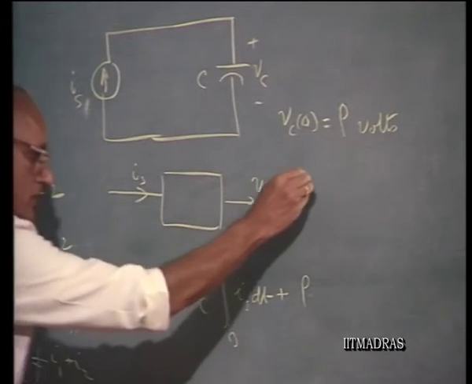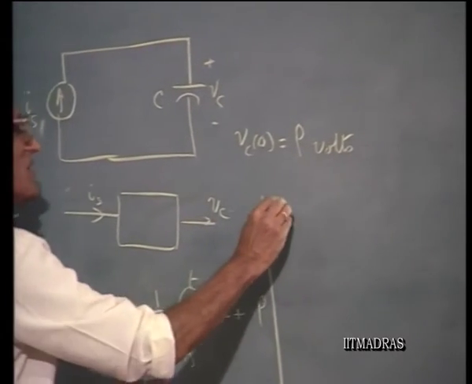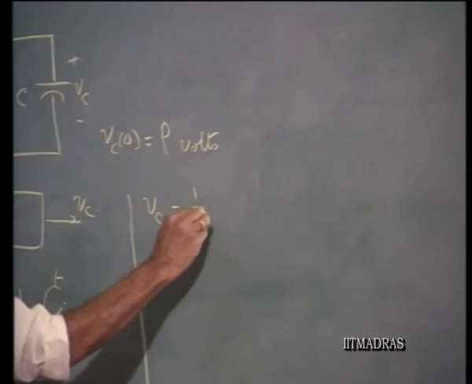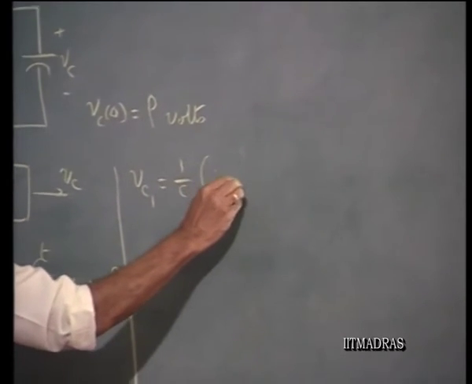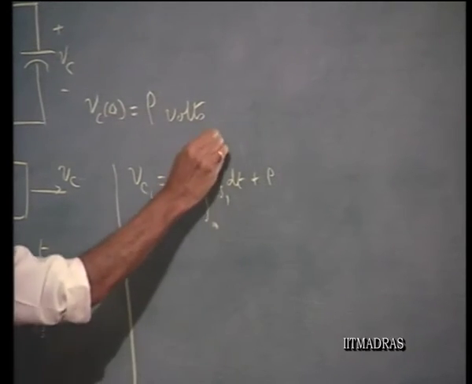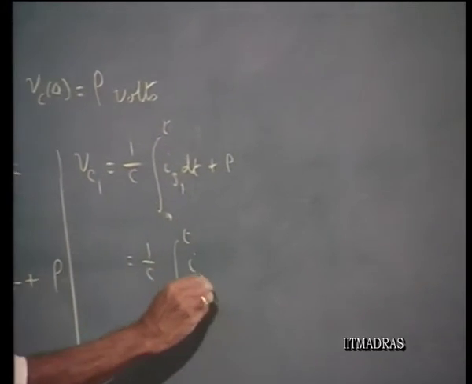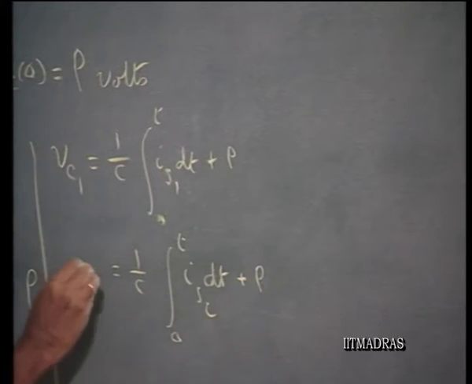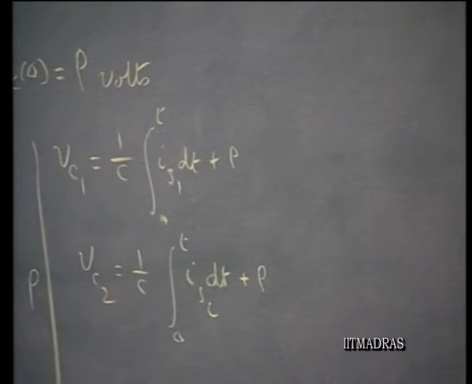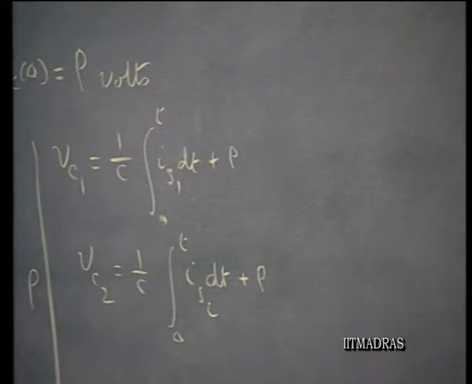Now let us take a situation where I have Is1, then you will get Vc1 equals 1 over C integral 0 to t of Is1 dt plus rho. And let us take a second excitation Is2, which gives Vc2 equals 1 over C integral 0 to t of Is2 dt plus rho. So Is1 and Is2 respectively will give rise to these voltages Vc1 and Vc2. Suppose I had a single source which is Is1 plus Is2, both of them acting in parallel simultaneously.